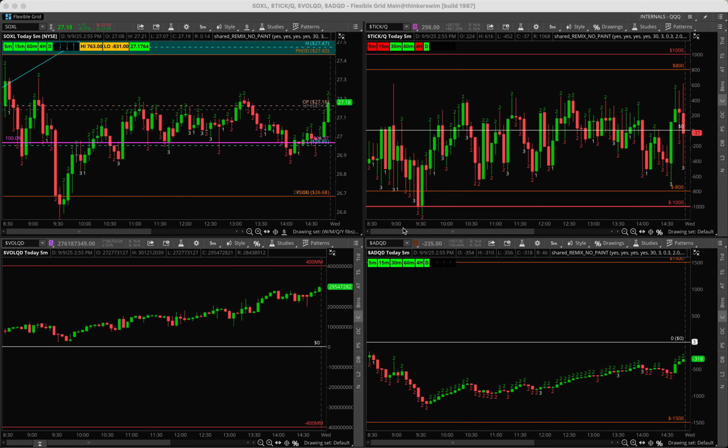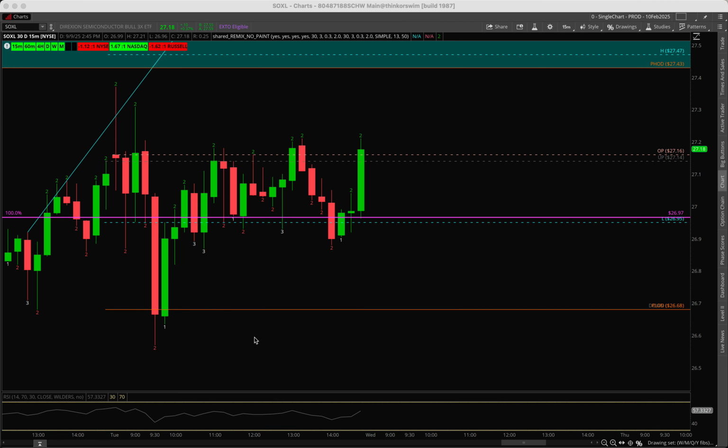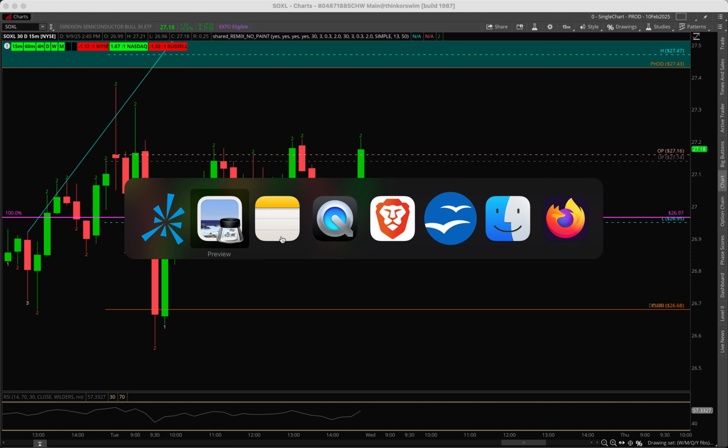So again, you don't want to make your trades based off the internals, but it's just another tool in your tool chest that you can use with other evidence on the charts to know where price action has a good chance of going in the day. So there's our intraday price action.